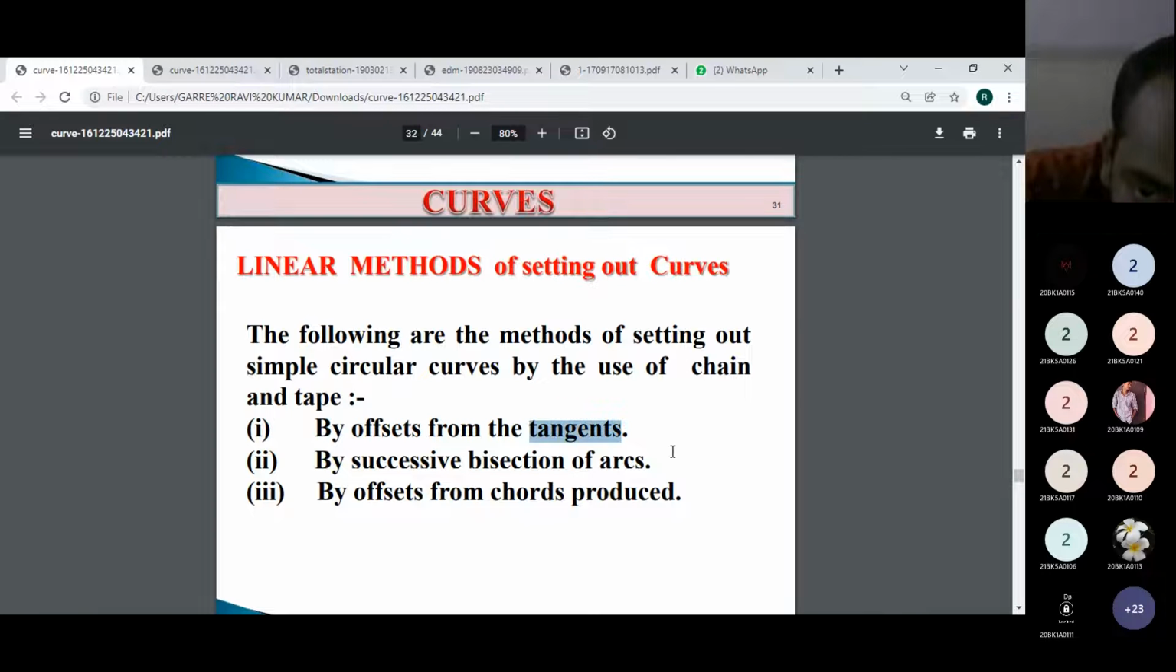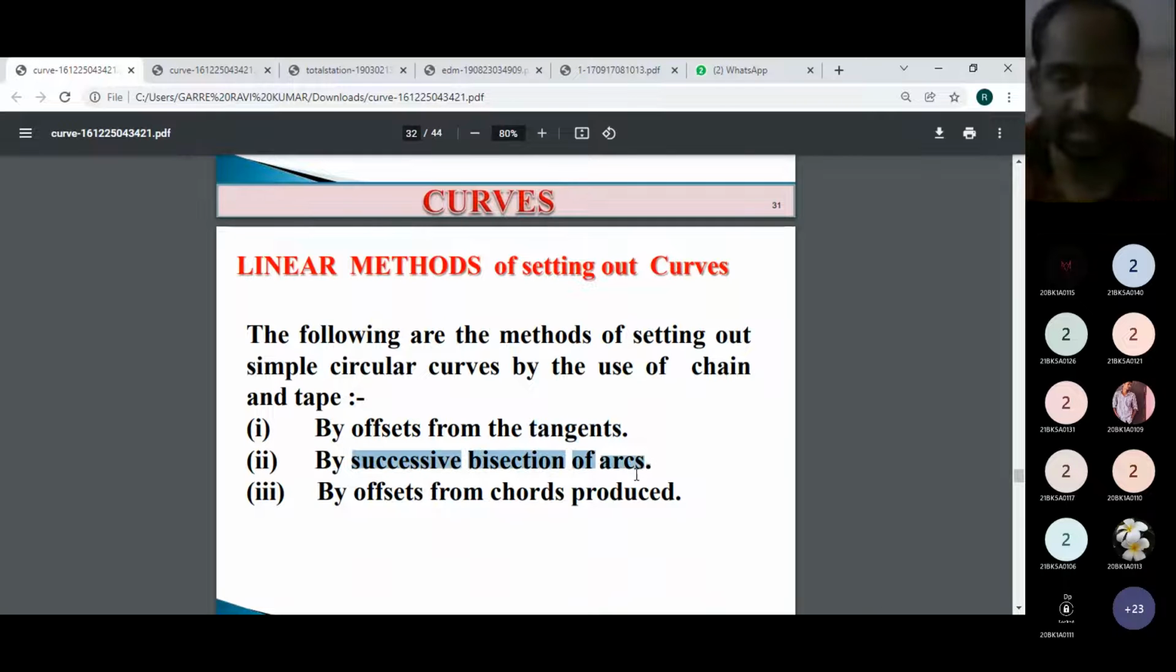we can draw and then we can set out a curve, or successive bisection of arcs we can do, and also offsets from chords produced. From the chord you can produce different offsets at one side, and then also we can draw a curve. So three methods were there.